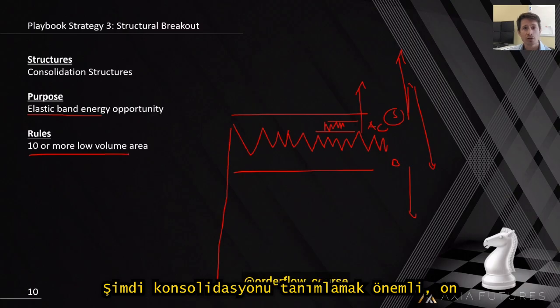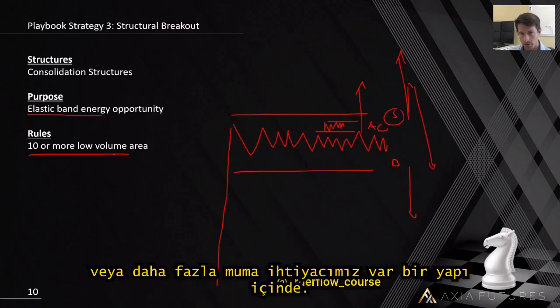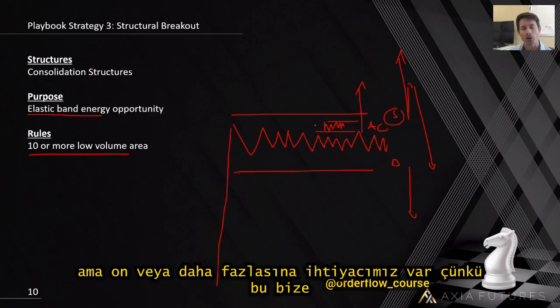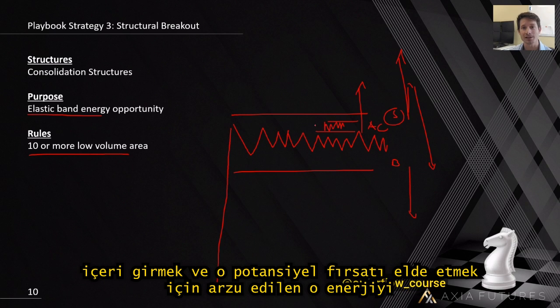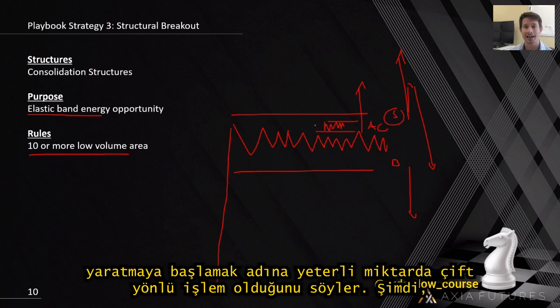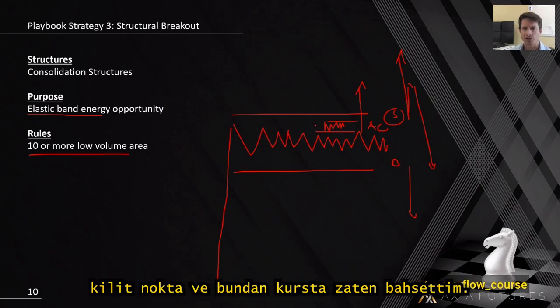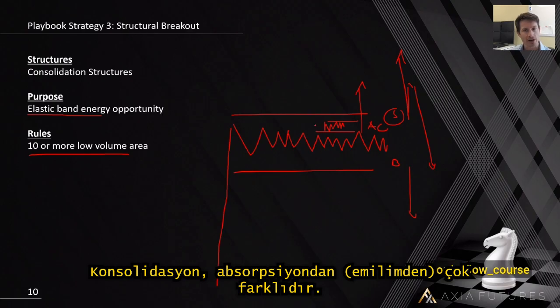Now, to define consolidation, it's important. We need 10 or more candles within a structure. And again, it doesn't matter what the time frame is, but we need 10 or more, because that tells us that there is a sufficient amount of two-way trade to bring in and start to create that energy desirable to get that potential opportunity.